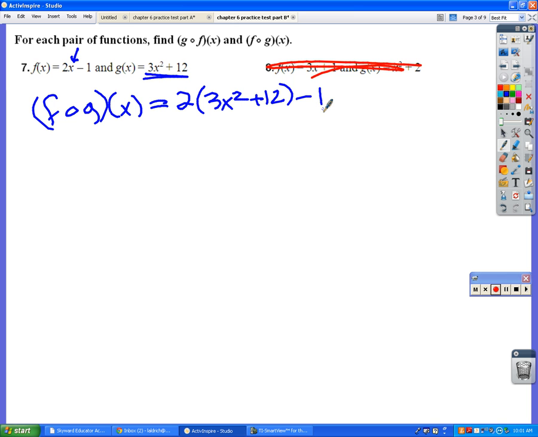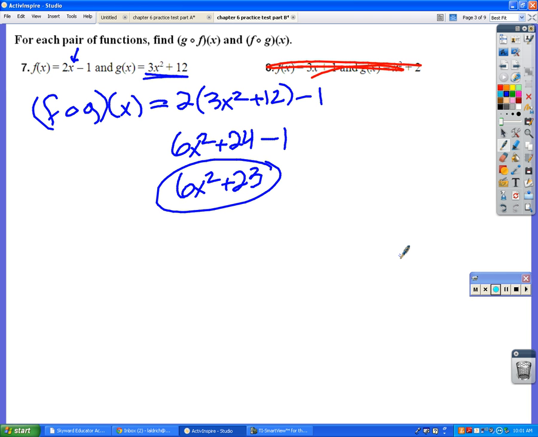Okay? So multiply this whole thing by 2 is 6x squared plus 24 minus 1, and then final answer: 6x squared plus 23. So that's a lot easier because we didn't have to do that foiling step in the middle. But the concept, the idea is the same. You just take that entire function and plug it in everywhere you see an x in the other function. Okay? I know those are the tricky ones.